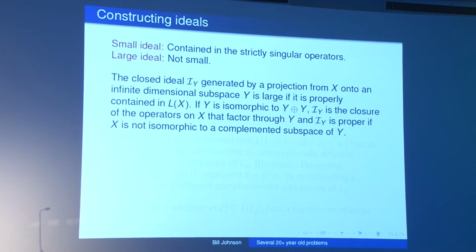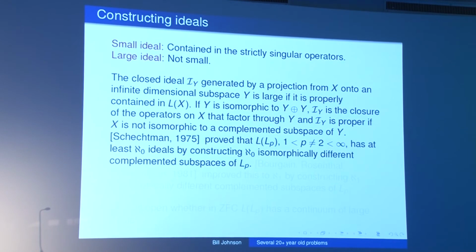Now, if Y is isomorphic to Y plus Y, then the set of operators that factor through Y is closed under addition. It obviously has the ideal property of multiplication. So then this thing I described, the ideal generated by Y, will just be the closure of all the operators on X to X that factor through the subspace Y. And this will be proper as long as X is not isomorphic to a complemented subspace of Y. So constructing ideals that are large in L of X means finding complemented subspaces that are not isomorphic to the whole space and in fact don't contain complemented copies of the whole space.